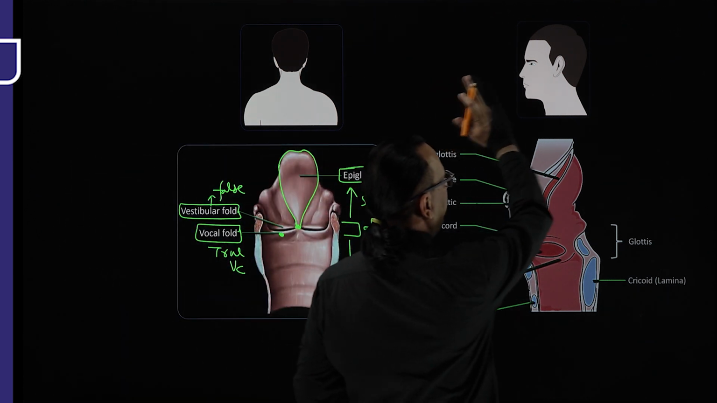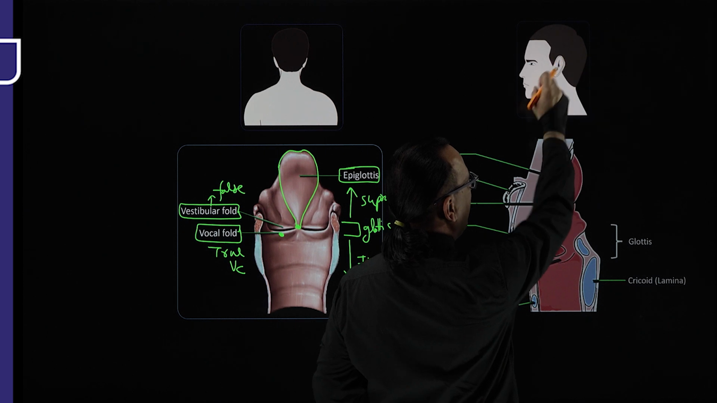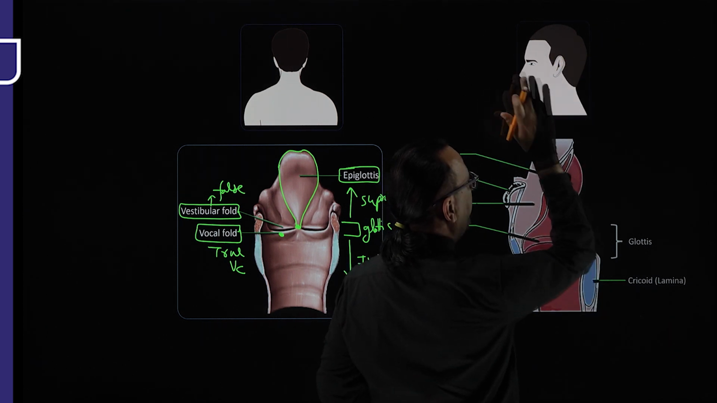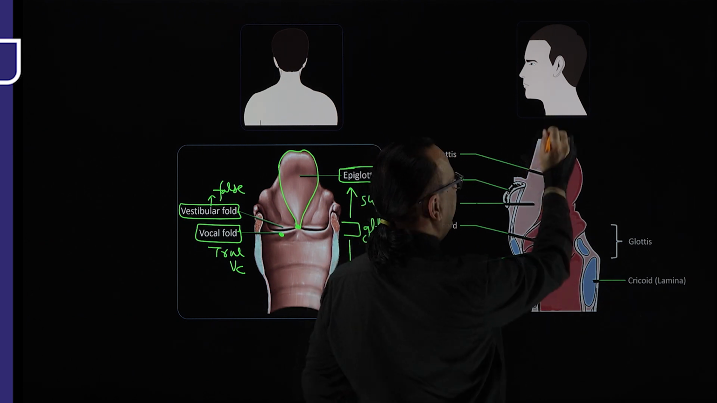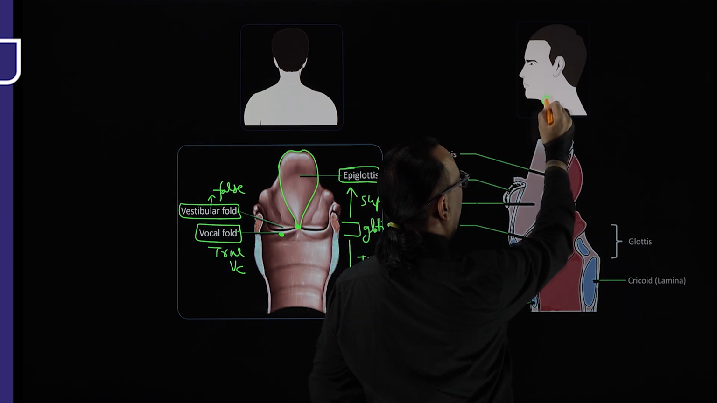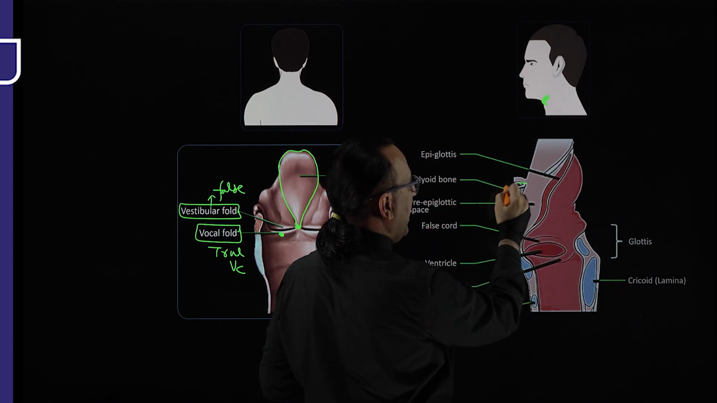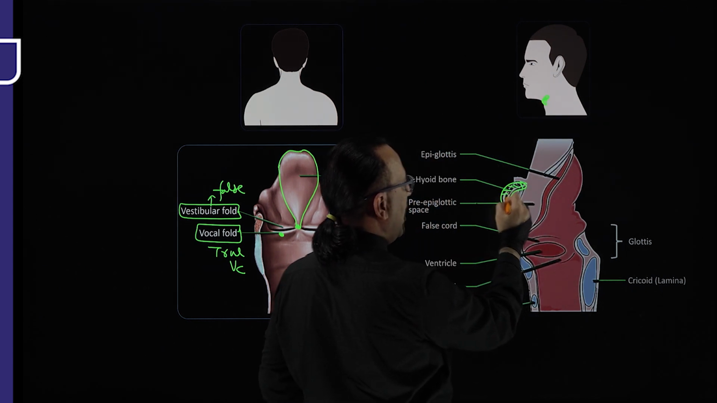Here we have taken a sagittal section and the left half of the larynx has been removed. So we are looking at the medial view of the right half of the larynx. For orientation, we can discuss that there will be a hyoid bone here, and that hyoid bone is magnified and shown here. So this is the hyoid bone.